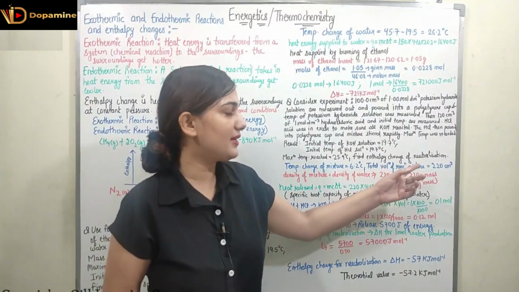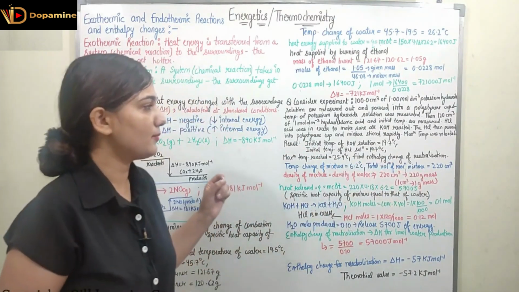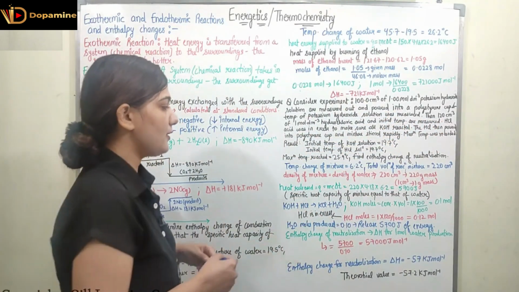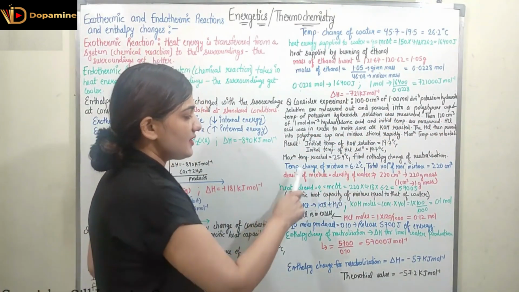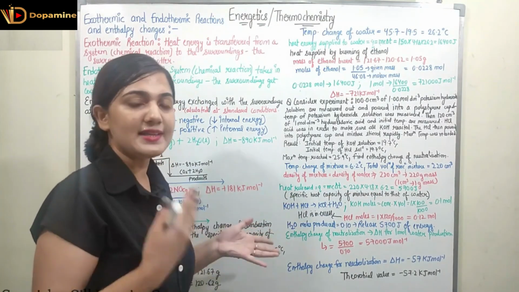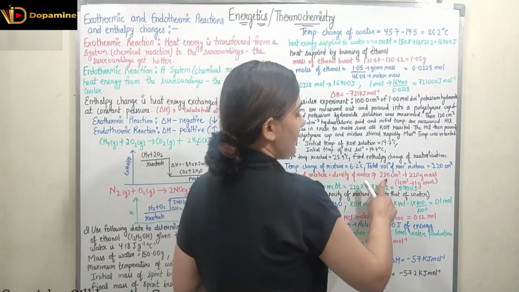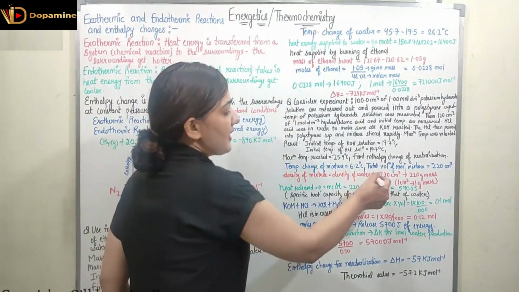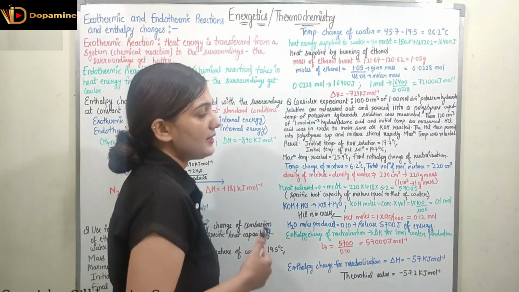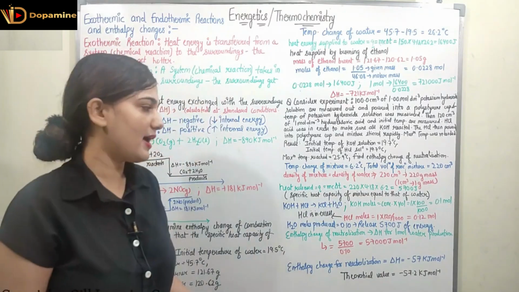Total volume of the reaction mixture, it is given in the question, it is 220 cm³, right? So 100 plus 120, it is 220. So now this would be the total volume. Density of mixture, we are considering the density of mixture to be equal to the density of water, because most of the constituent is water only. So water's density is 1. So I can say 220 cm³ will have 220 gram of mass, right? Or 1 cm³ will have 1 gram mass.